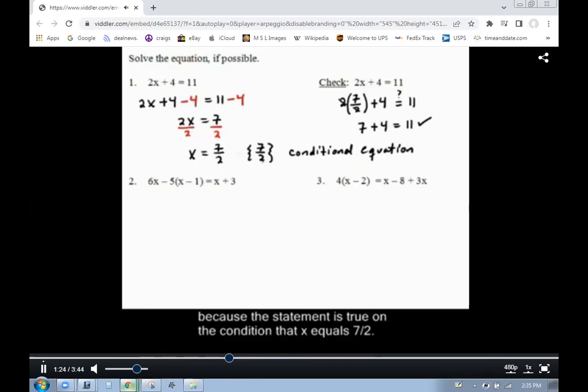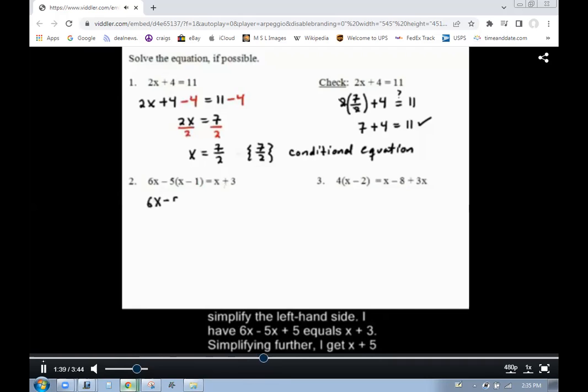In the second equation, I have 6x minus 5 times the quantity x minus 1, all equal to x plus 3. I'll simplify the left-hand side. I have 6x minus 5x plus 5 equals x plus 3. Simplifying further, I get x plus 5 equals x plus 3.